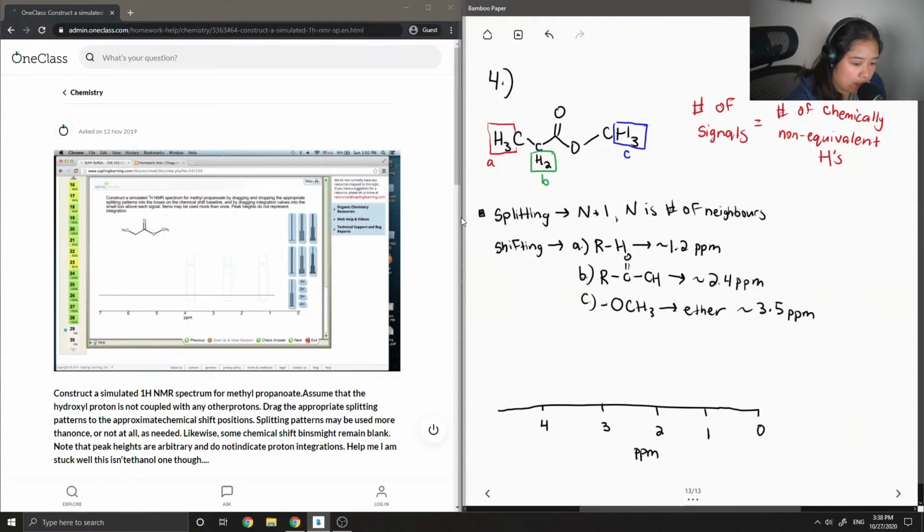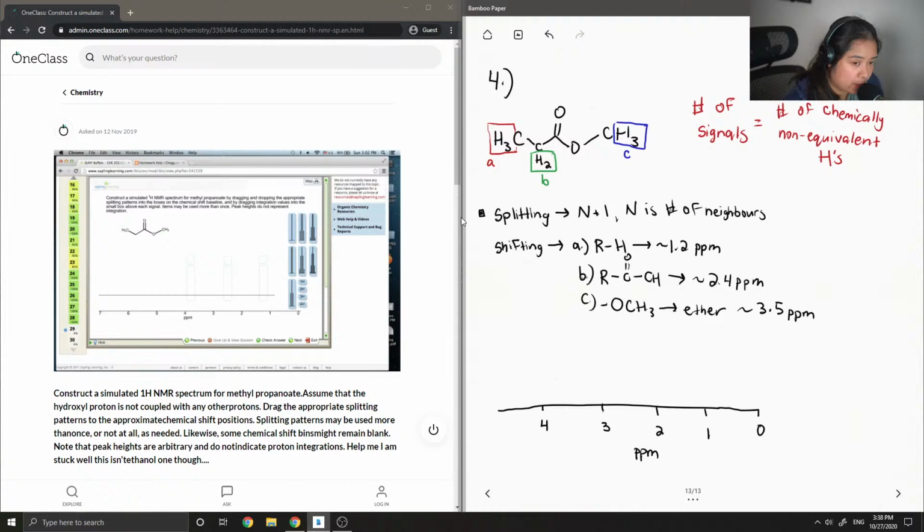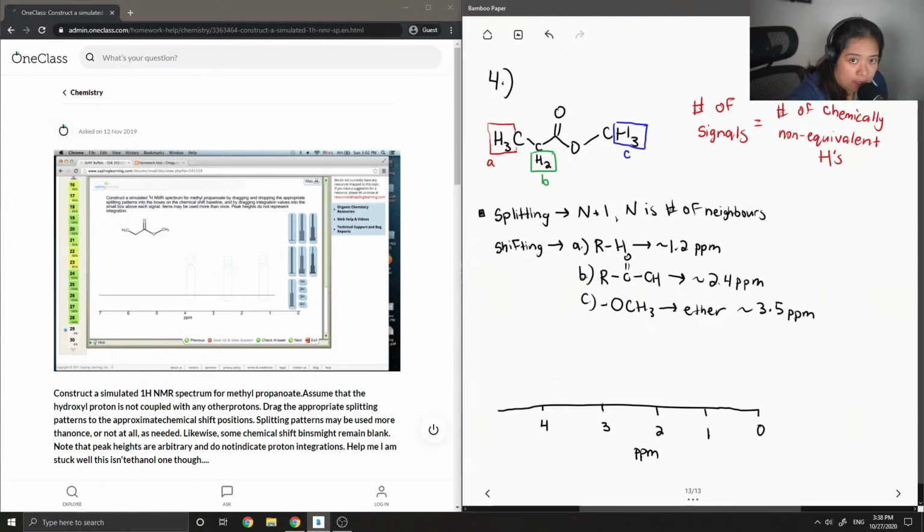This is ppm. And now I'm just going to be looking at how each of these hydrogens should split. So let's start with A. If you look at its neighbors, there are 2 hydrogens. So if we do the n+1 rule, then this should split as a triplet. So it's 2 plus 1.